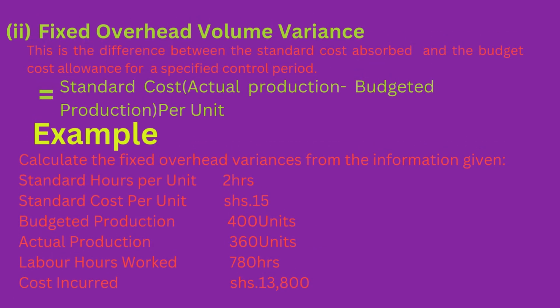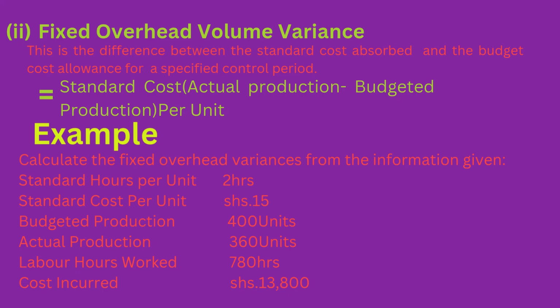The second type in the fixed overhead variance is the fixed overhead volume variance, which is the difference between the standard cost absorbed in the production achieved whether completed or not and the budget cost allowances for a specified control period. Fixed overhead volume variance is given by standard cost into actual production minus budgeted production per unit.